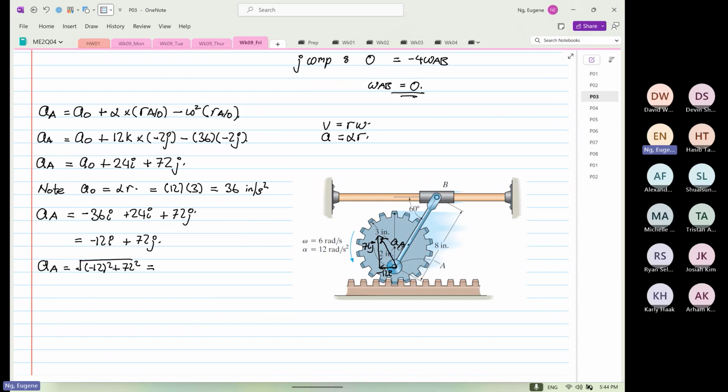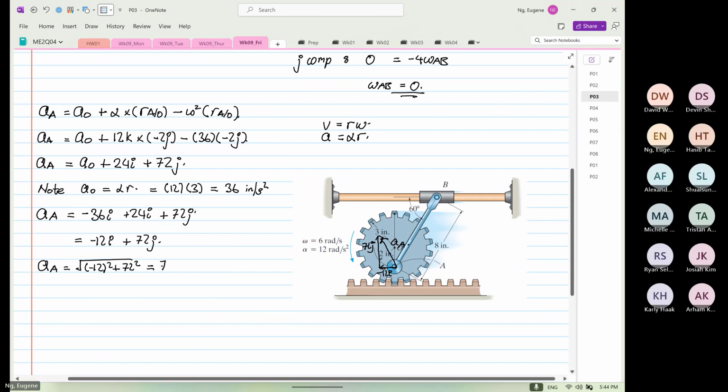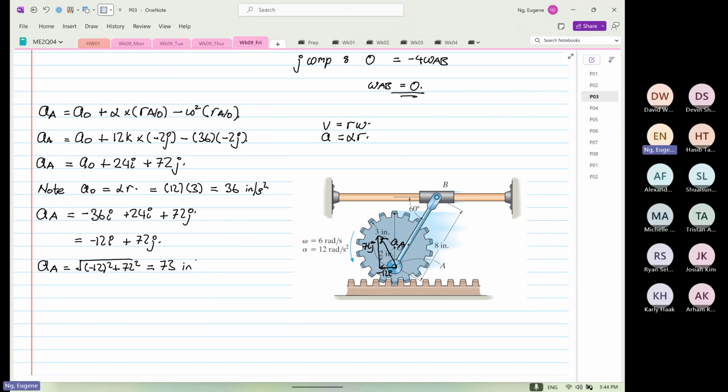So the square root of 12 squared plus 72 squared is 73 inches per second squared. And the orientation, theta, is equal to inverse tangent of 72 divided by 12. Okay, so the inverse tangent of 72 divided by 12 is equal to 80.53.